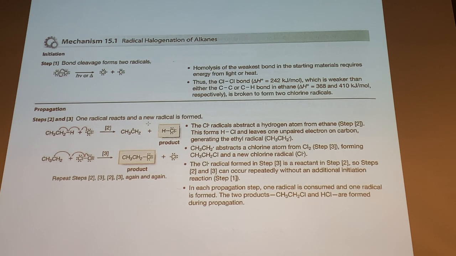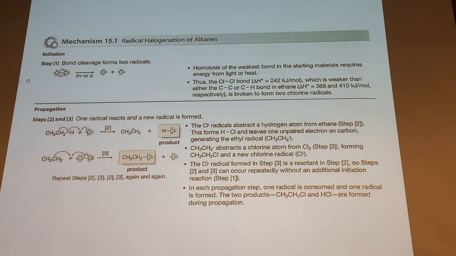Now here's the mechanism, which is a little more discussion, with the numbers here for the bond dissociation energies. And there I said the chlorine-chlorine bond is 242 kilojoules, sorry, organic chemists use kcals per mole. That's 58 kcals per mole. So it's a relatively weak bond.